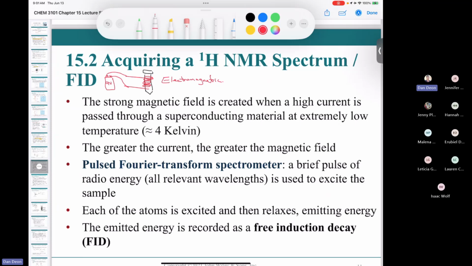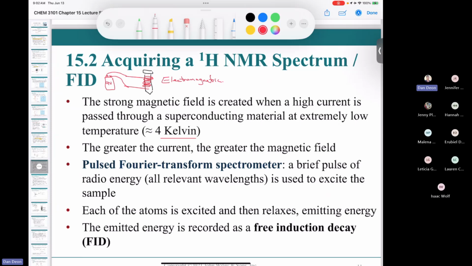They take a really strong current. So they take a lot of electricity and they pass it through a superconducting material. I'm not going to go into the details of this, but if you lower the temperature, it conducts even better, and so you get a stronger magnetic field. So they lower the temperature down to 4 Kelvin, which is pretty close to absolute zero.